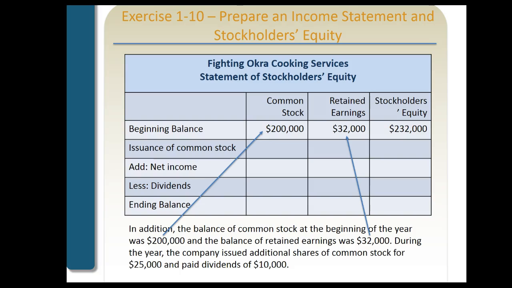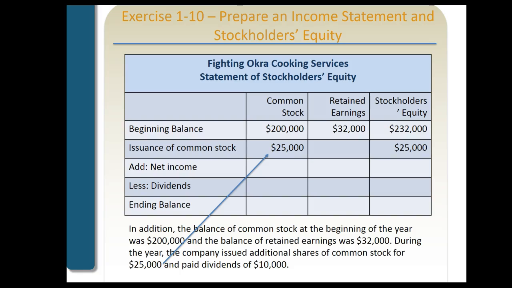So we're going to begin this stockholders' equity section by putting in the information provided for us. The beginning balance of common stock is $200,000. The beginning balance of retained earnings is $32,000. So basically, this company has been in existence prior to this year. They have common stock, stockholders that have invested in this company, of $200,000, and their retained earnings, which would be their net income minus any dividends that have been paid out, are $32,000. So the combination of the common stock and the retained earnings equal the stockholders' equity section, or $232,000.